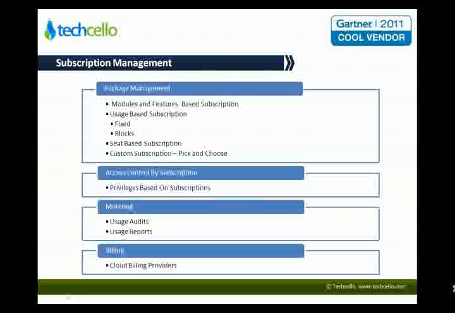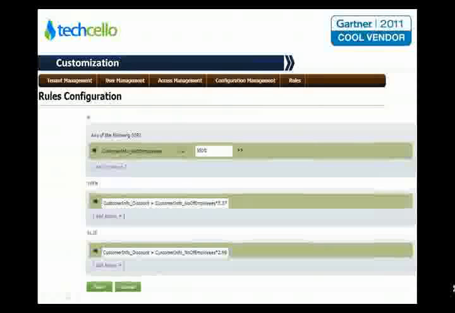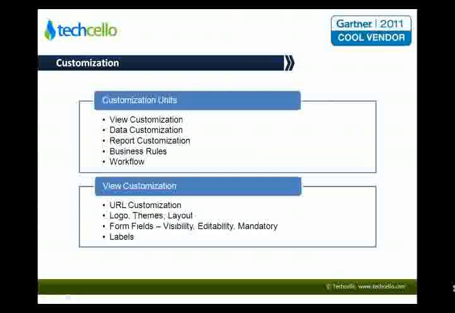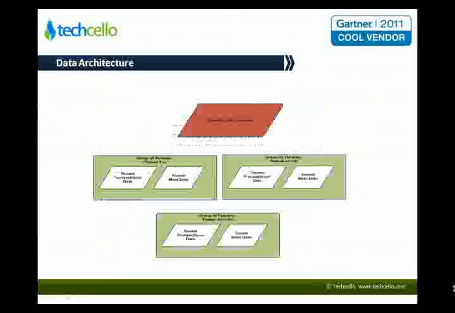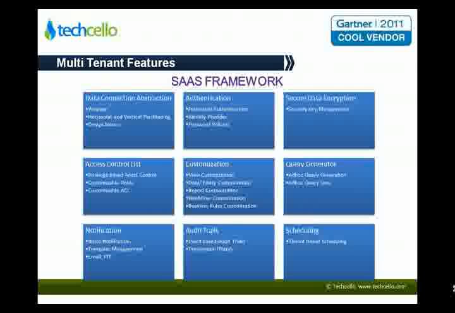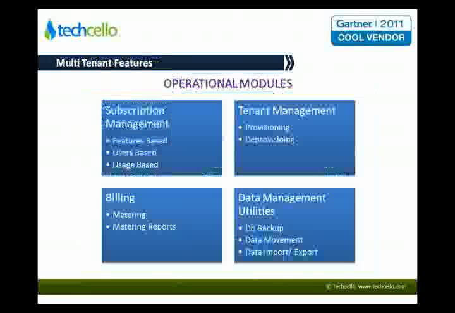So that's the major features on the SaaS framework and the operation modules. So I'm just going back to the, so these are the blocks that we talked about: plumbing, SaaS framework. These are the different blocks, and these are the different blocks on the operational modules. So if you have any questions, please feel free to ask.